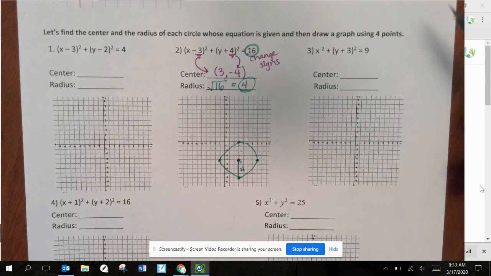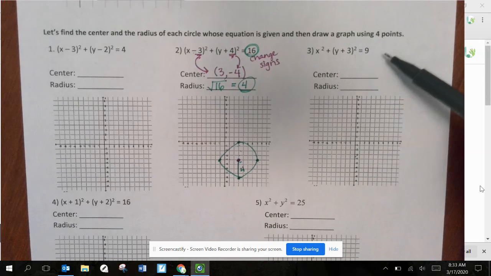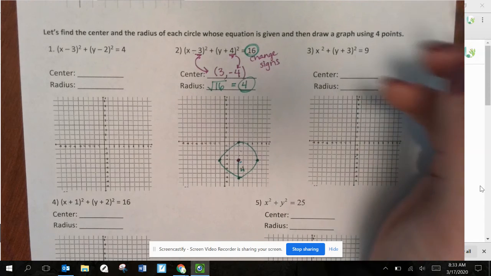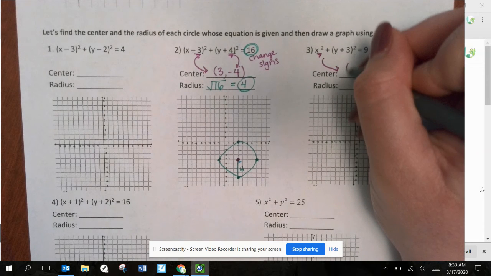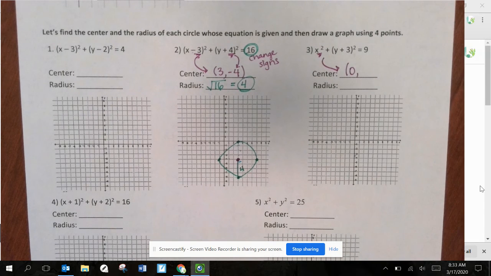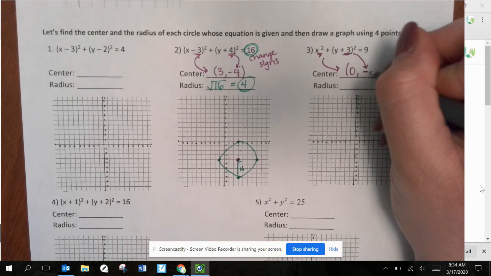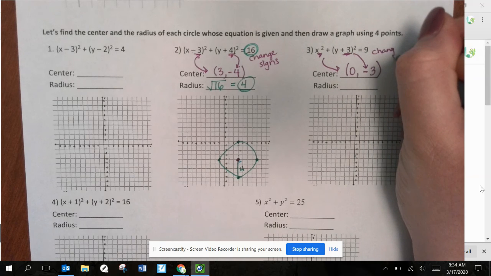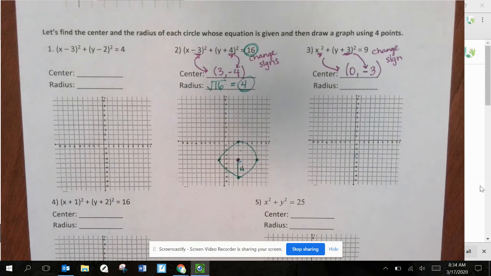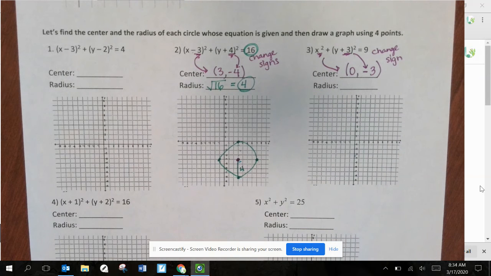In number 3, the equation for my circle is x² + (y + 3)² = 9. I'm going to start by finding the center for my circle. The problem is there's nothing next to this x. Well, if there's nothing there, that's a 0. Then I've got a y plus 3, and what I have to remember is that my sign changes. So instead of positive 3, it's a negative 3. Don't forget to change the sign. Okay, so 0, negative 3 is the center for this circle.